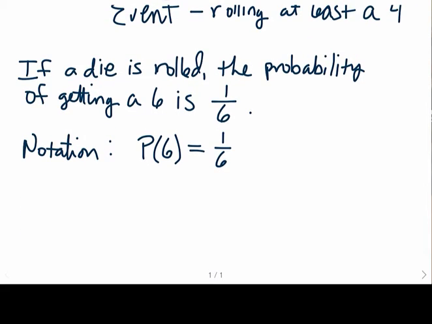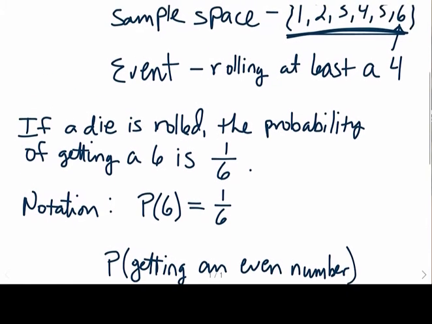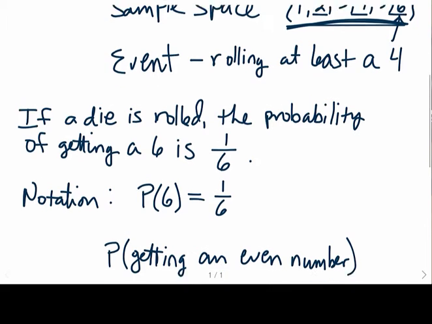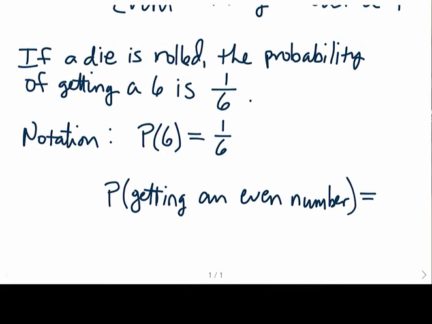How about the probability of getting an even number? Since in our sample space we have even numbers 2, 4, and 6, the probability of getting an even number would be 3 out of 6. We reduce fractions, and so it's a half. The probability of getting an even number is a half, right? You have a 50-50 shot.